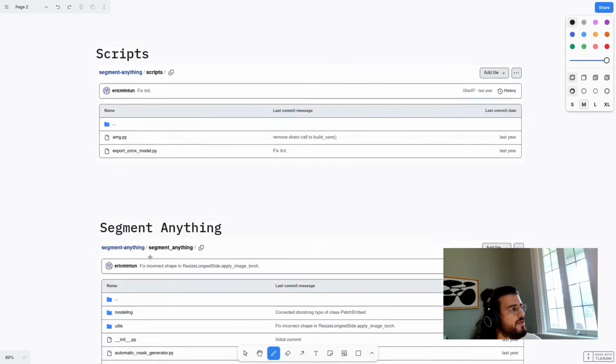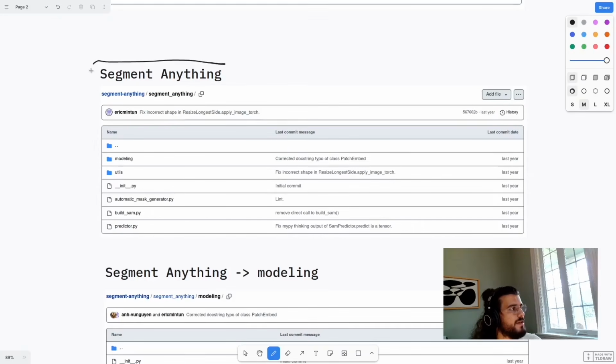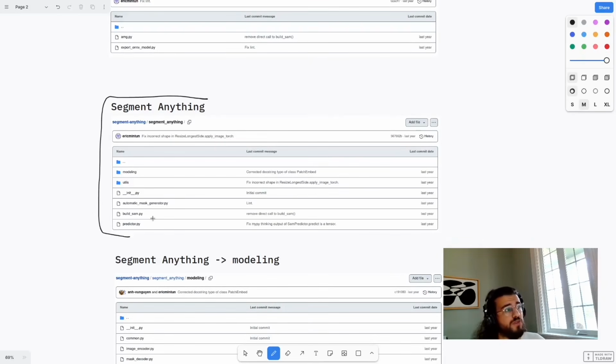The most important part is really everything that is in the segment anything folder. Overall, this is fairly clean. So this is also one of the reasons I took this repo to showcase this process. Usually it's not like that. Usually it's a bit more messy, but in this case it's a good one.